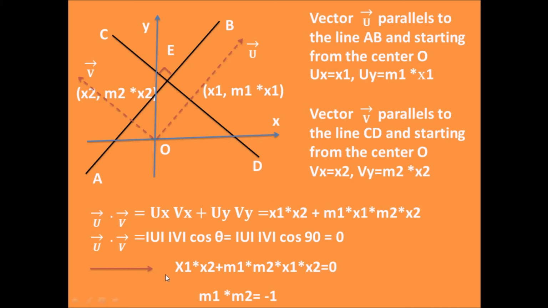However, x1 and x2 are any point on the vector u and vector v respectively. So, in order to satisfy this equation at any point x1 and x2, the only way is m1 times m2 equals -1. So, we have shown you 3 ways to prove this statement.